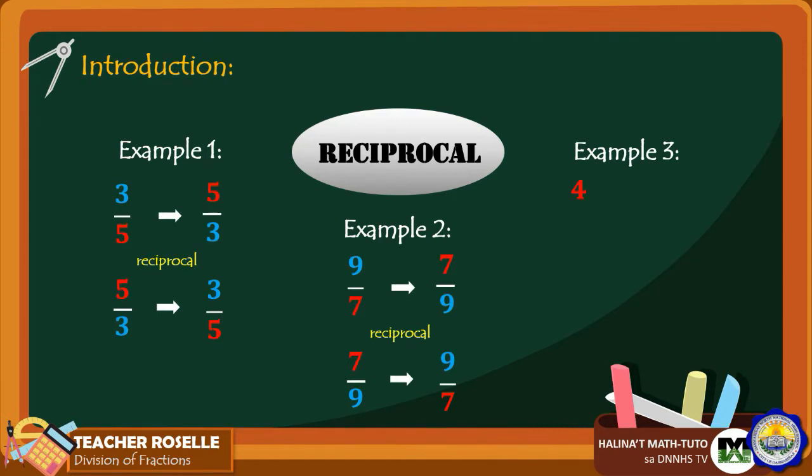9/7. Lastly, to get the reciprocal of a whole number, make it a fraction first by writing it over 1. To determine its reciprocal, just switch the positions of 4 and 1. You will get 1/4. So, the reciprocal of 1/4 is 4/1, or 4 when simplified.